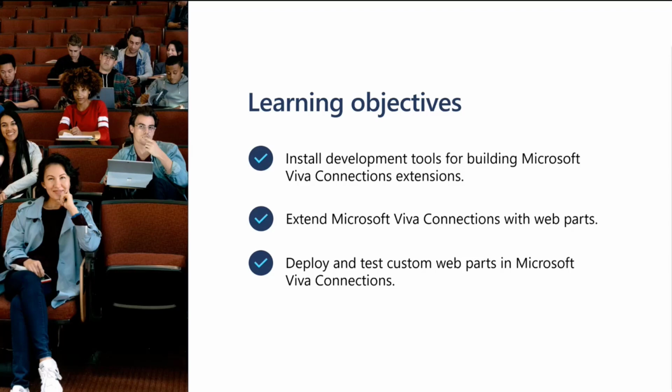So now, the learning objectives of today: we're going to talk a bit about the development tooling and how to get started on that. You might be super familiar with that already. And we're going to talk about how we extend Microsoft Viva Connections with web parts and deploy and test custom web parts in Viva Connections, so just to understand the basics of how this is done. If you build stuff for modern SharePoint Online, you might be familiar with these things already, but again, it's the same familiar extensibility model, which is available for Viva Connections to a certain level.